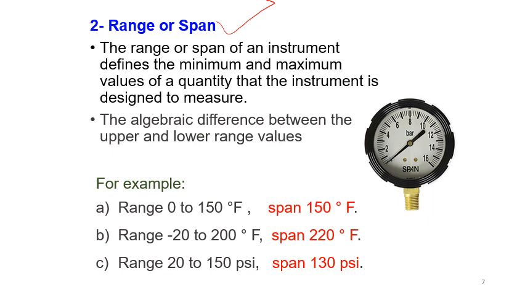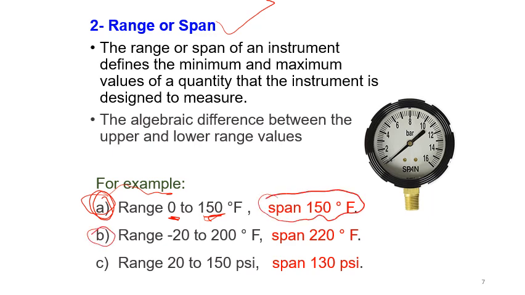It's simply the highest value minus the smallest value. The highest value minus the smallest value. So let's look at this example. In part A, we have an instrument with a range from 0 to 150 Fahrenheit. What is its span? It's 150 minus 0, which equals 150 Fahrenheit.